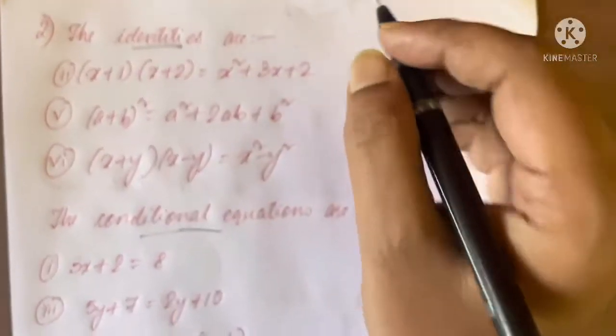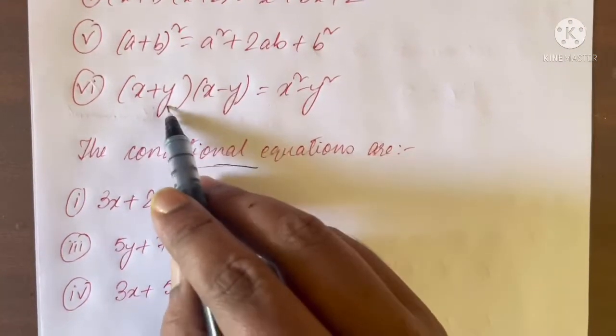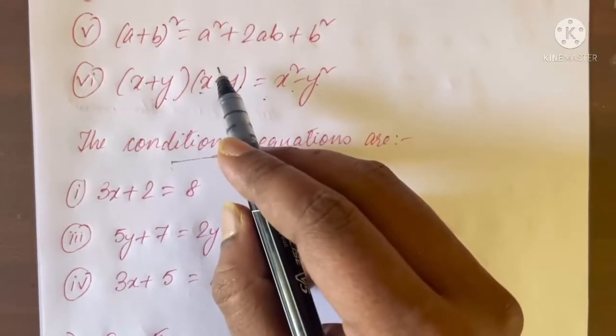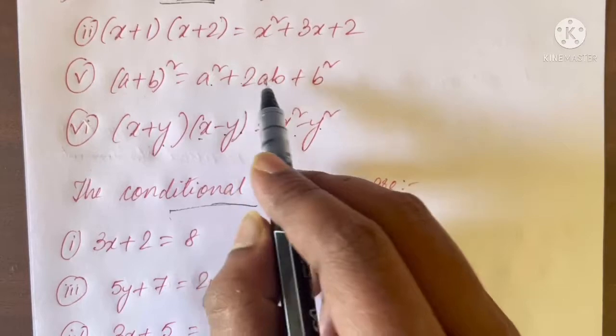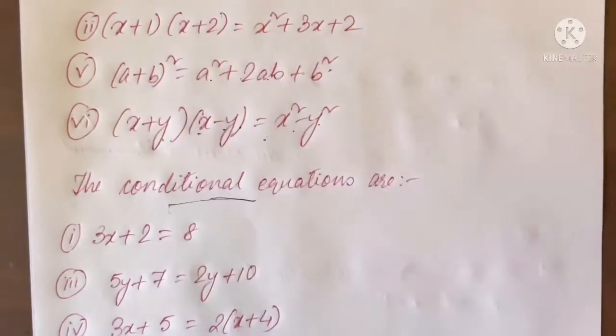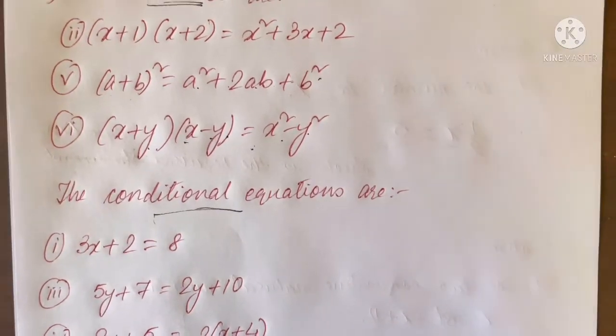Let us check. See, in this case, x plus y into x minus y is equal to x square minus y square. This is a formula, right? A plus b whole square is equal to a square plus 2ab plus b square. This is a formula. If we try to solve these equations, everything will cancel out. So how do we do this? Let us check.